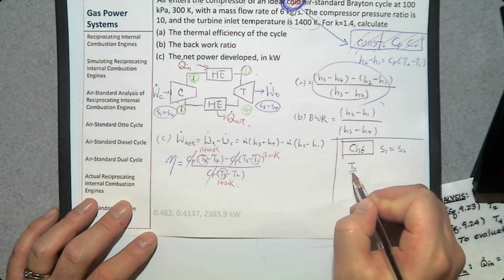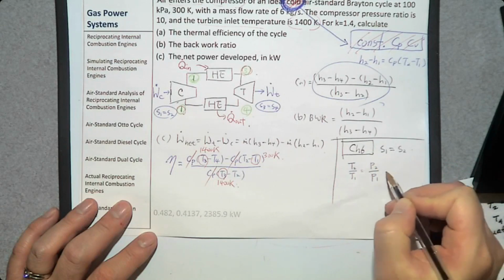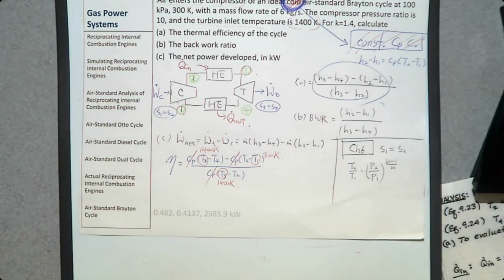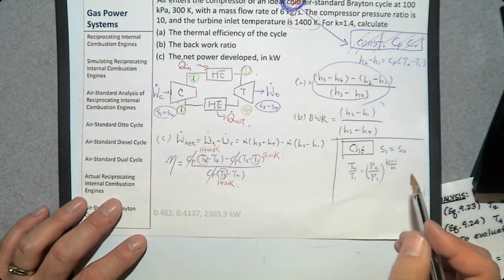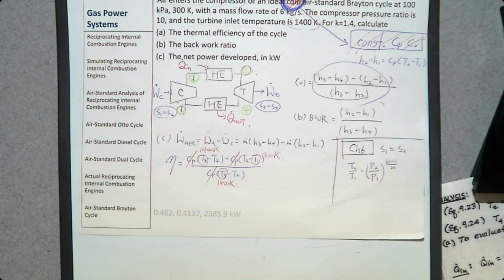T2 over T1 is (P2 over P1) to the power (kappa minus 1) over kappa. That's not K, that's the Greek letter kappa. Anybody from Greece? No one? So I guess that's kappa. I don't know how to spell that. Kappa, right? We can name anything. So between 1 and 2, entropy remains constant, so if you know the temperature at the inlet, you can determine the temperature at the exit as long as you know the pressure difference.